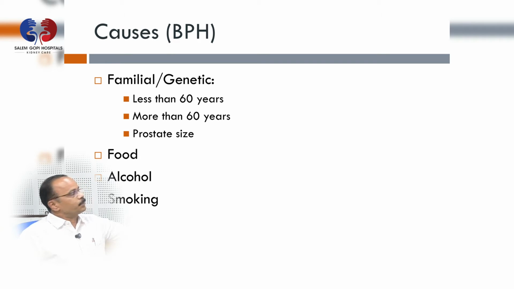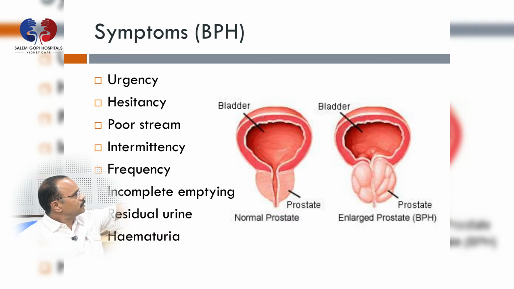So what happens in prostate enlargement? The first picture shows the normal urinary bladder and prostate. The second picture shows an enlarged prostate. The enlarged prostate compresses the urinary pathway. So the bladder is trying to push the urine along this obstructed prostatic urethra.